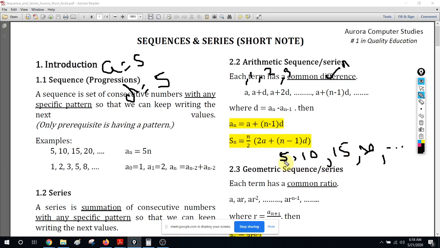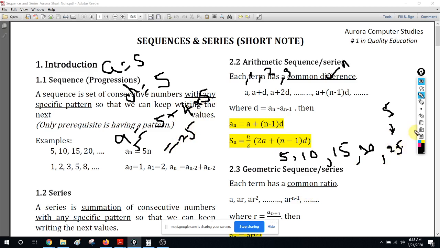Then we know that this is the first term, second term, third term, fourth term. So I want the fifth term, right? Of course, you can just look at the pattern and say 25. But if I use the formula, a is 5, n is 5. So 5 minus 1 is 4, into 5. So 5 into 4 is 20, 20 plus 5 is 25, right? So that is how you get it using the formula.